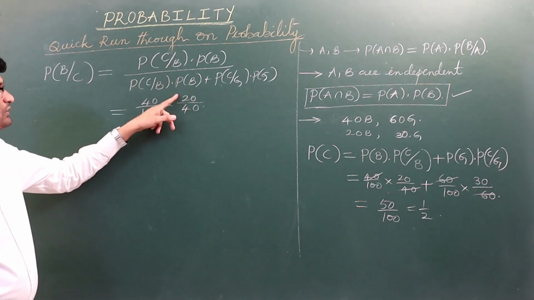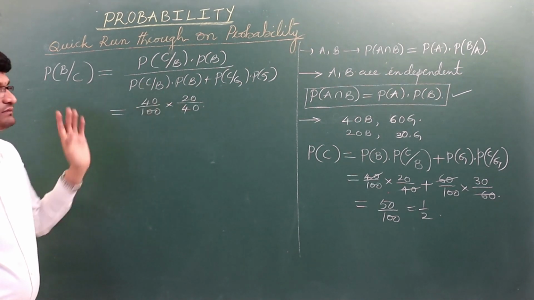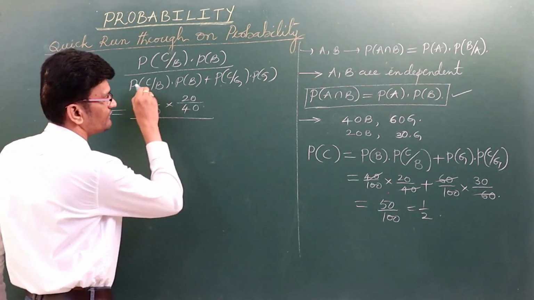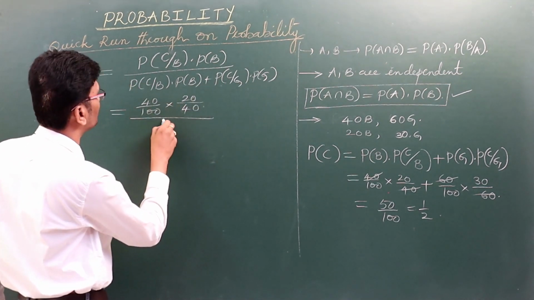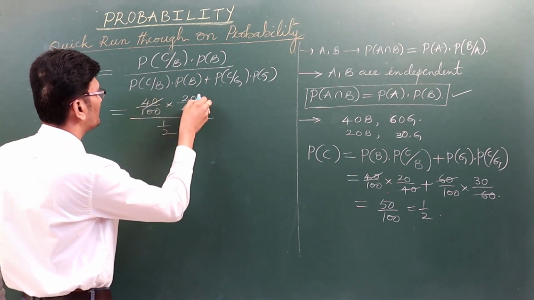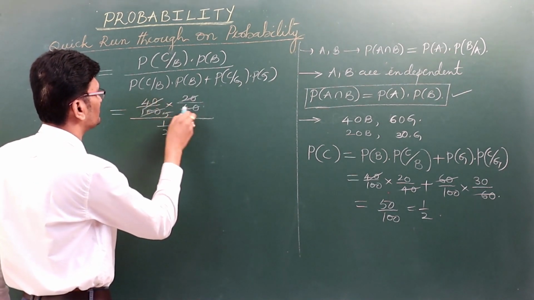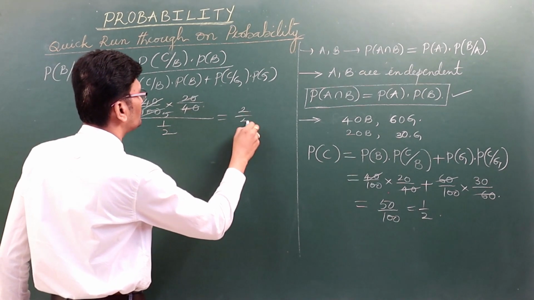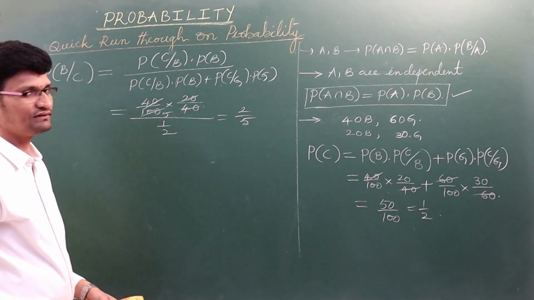20 boys know cricket out of 40, divided by, already we found its value, which becomes 1 by 2. So here 40, 40 cancel, and 20 by 5 gives 4... so the final answer we are getting is 2 by 5. This is the Bayes theorem.